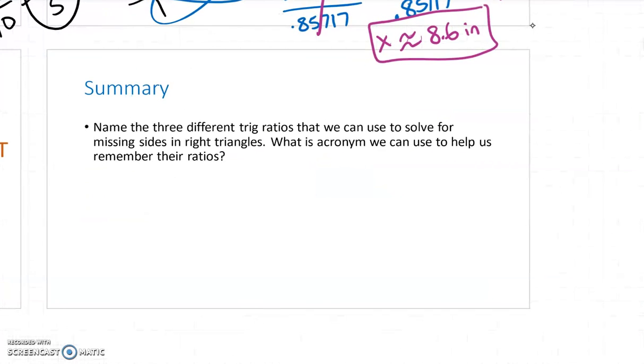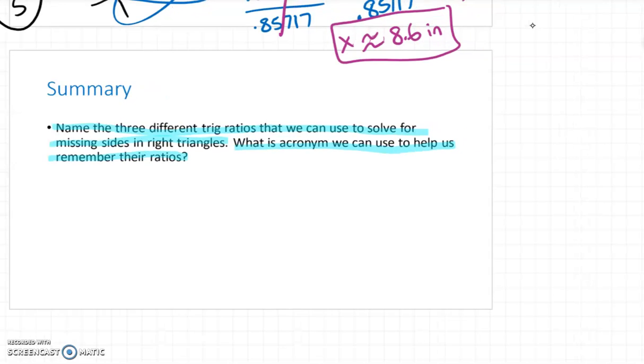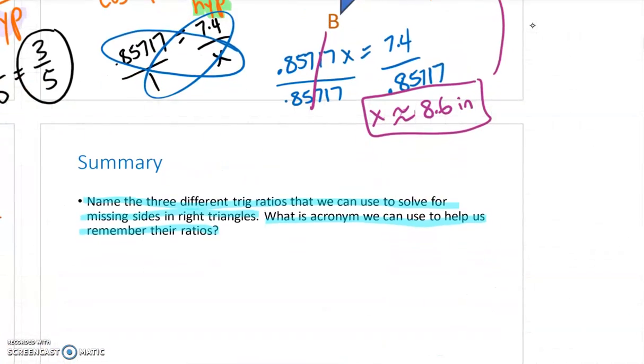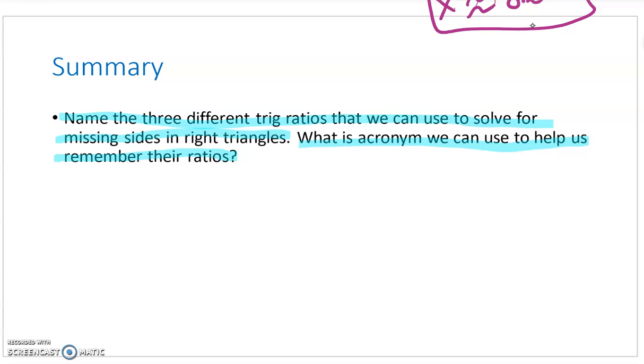For your summary paragraph, name the 3 different trig ratios that we can use to solve for missing sides in right triangles. What are those 3 different ratios? What is the acronym that we can use to help us remember those ratios? I'll give you a hint. It's right up there if you need it. Maybe draw a couple of pictures to help you explain your summary a little bit better as well.